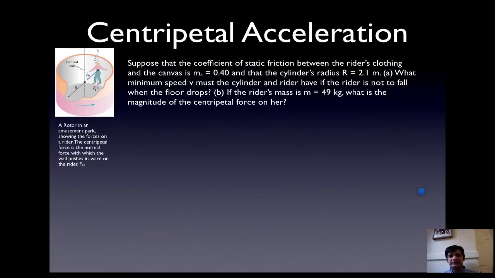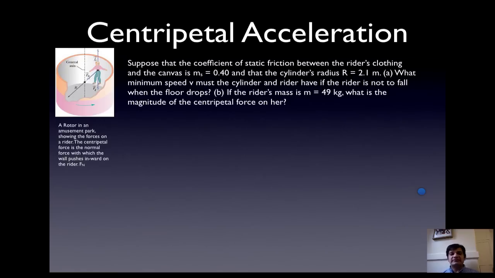So we're given a situation here. We get a coefficient of static friction. That says ms. I should correct that. That should say mu s. So change that in your notes. That's not ms. It's mu s. That weird u thing equals 0.4 when you read that. We've got a radius and we've got a mass.